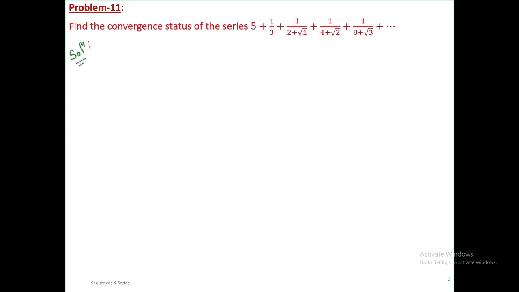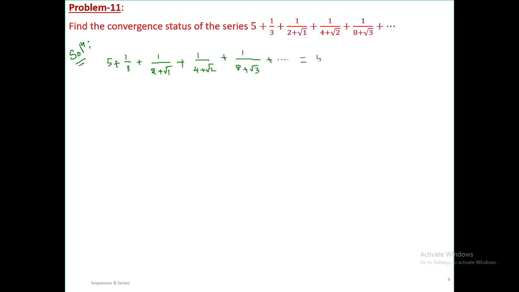First of all, what is the nth term we need to generate? I can write this as 5 plus 1 upon 3 plus 1 upon 2 plus root 1, plus 1 upon 4 plus root 2, plus 1 upon 8 plus root 3. Look, the first two terms are not in the pattern, so don't worry about those terms.